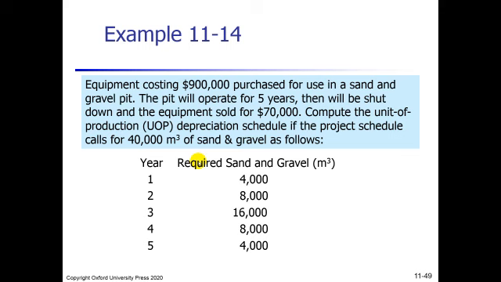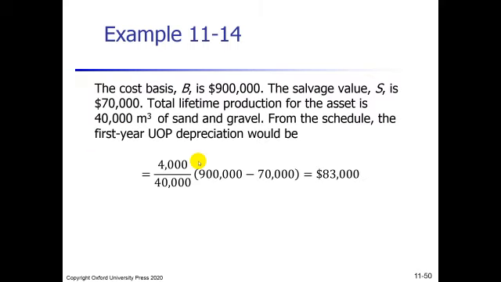So in this case, these are the actual amounts of sand and gravel in terms of cubic meters that were moved in any given year. So in the first year, we used this equipment to move 4,000 cubic meters. In the second year, it went up to 8,000, then 16,000, and you see the pattern decline on down in years 4 and 5. So as an example, if we look at plugging in the basis and the salvage, the basis is 900,000, salvage is 70,000, so the differential there is going to be 830,000. And then if we look at the total lifetime production, it's expected to be 40,000.